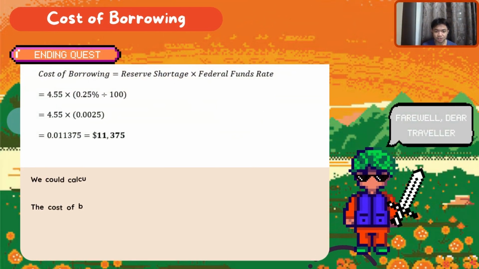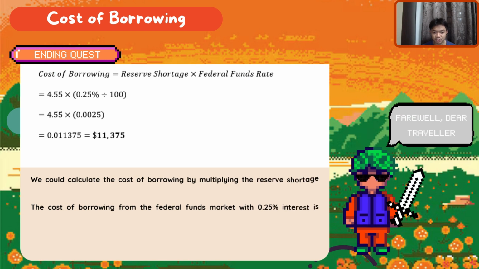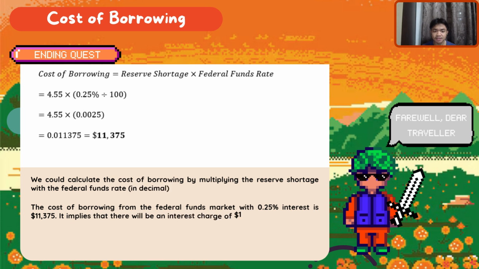Lastly, we must find the cost of borrowing. We could calculate the cost of borrowing by multiplying the reserve shortage with the federal funds rate in decimal. So for the formula, cost of borrowing equals reserve shortage multiplied by federal funds rate.